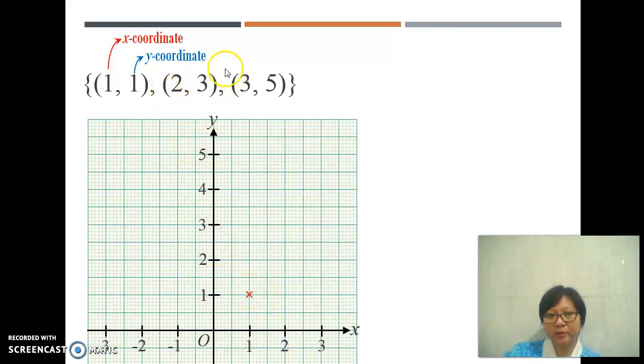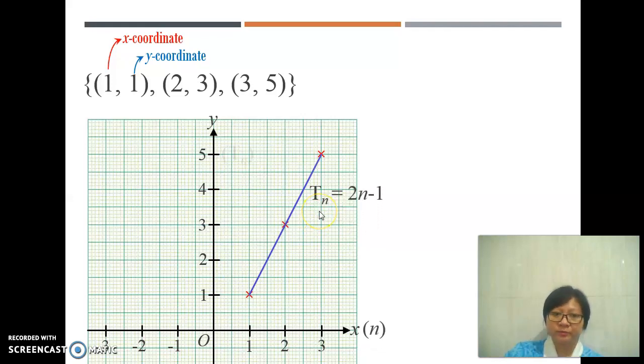The next coordinate pair, 2, 3. 2 means go horizontally to the right, since this is positive, 2 steps, and then climb up 3 steps, 1, 2, 3, get here. And then 3, 5 means move horizontally 3 steps to the right, 1, 2, 3, and then climb up 5 steps, 1, 2, 3, 4, 5 here, and then connect the dots.